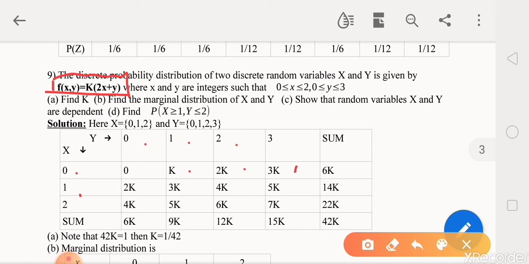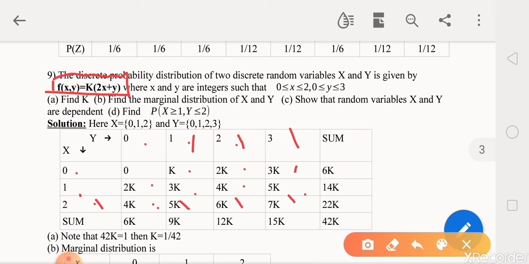Substitute in the expression for f. X equal to 1, so 2 plus 0, it is 2k. X equal to 1, y equal to 1, 2 plus 1, 3k. X equal to 1, y equal to 2, 2 plus 2, 4k. X equal to 1, y equal to 3, 2 plus 3, 5k. X equal to 2, y equal to 0, f equal to 4k. X equal to 2, y equal to 1, 5k. X equal to 2, y equal to 2, f is 6k. X equal to 2, y equal to 3, so f is 7k.